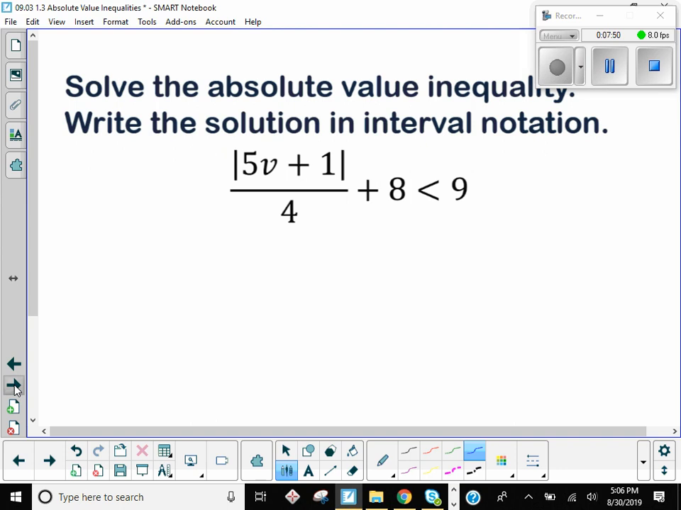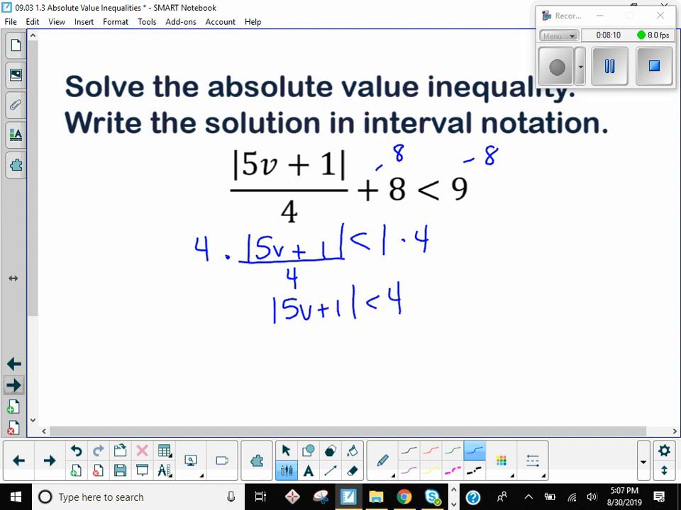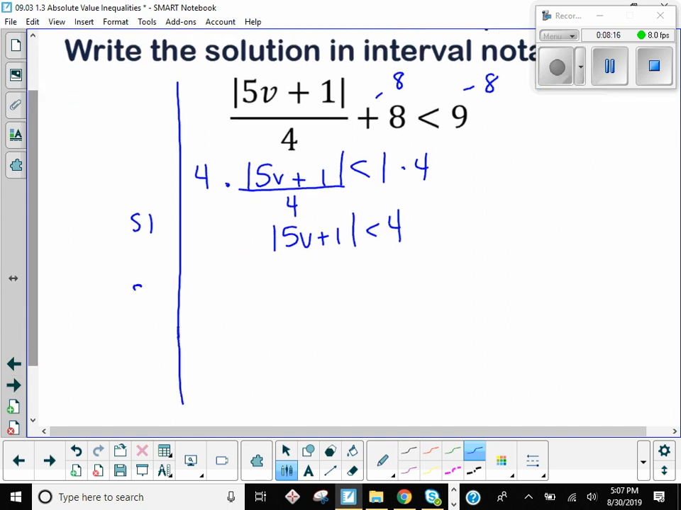All right, step 1, we isolate the absolute value. We start by subtracting 8. Next, we multiply by 4. Okay, this is step 1. Isolate the absolute value. Step 2 is to do your positive and negative versions. The positive one, you drop the bars, everything else stays the same. The negative one, you drop the bars, make the 4 negative, and flip the inequality symbol.